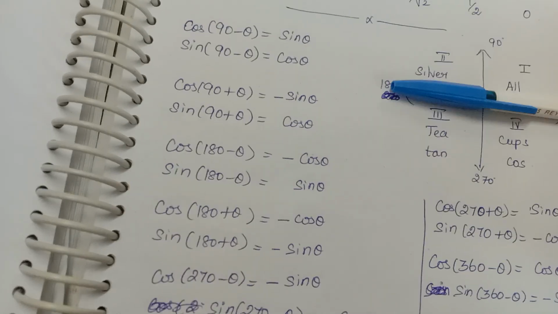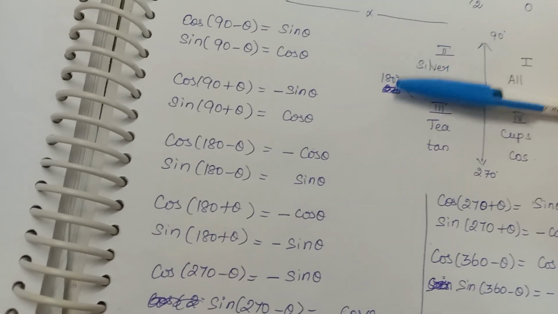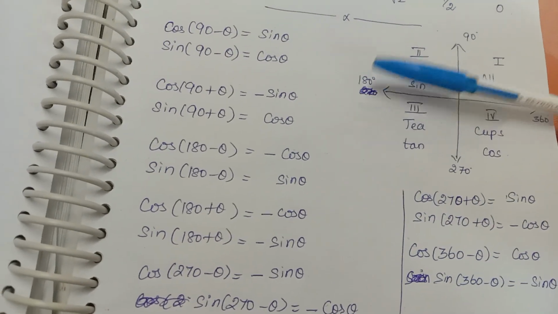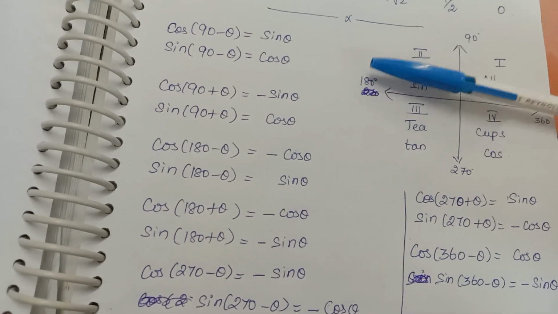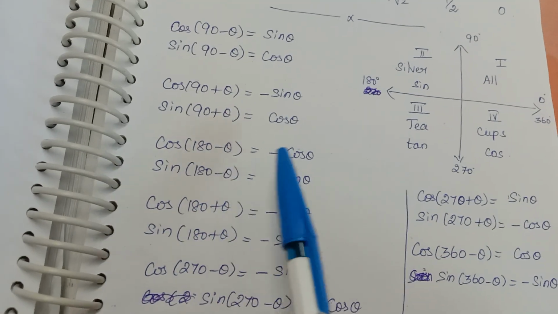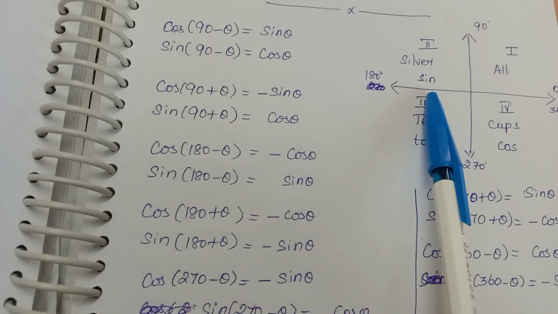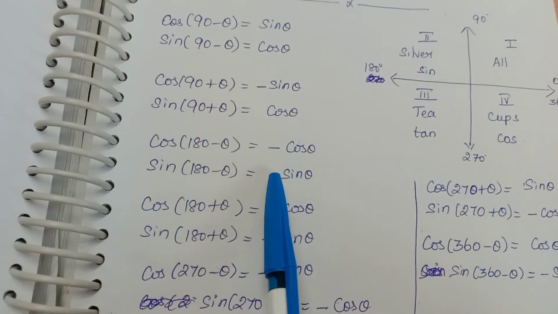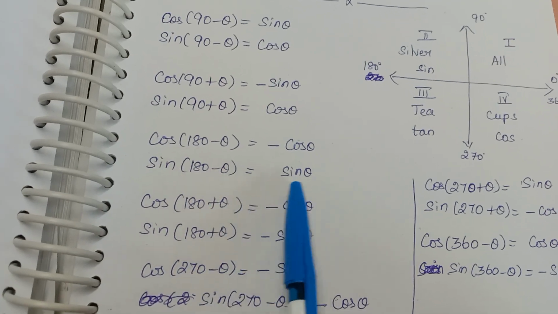This axis is what? 180 plus, 180 minus, and 360 plus, 360 minus. Okay, so with respect to this axis, cos remains cos and sine remains sine. So cos of 180 minus theta equal to cos theta. But 180 minus means where it will come? Here in the second quadrant. In the second quadrant only sine is positive, no? So minus cos theta. And sine of 180 minus will become sine only.